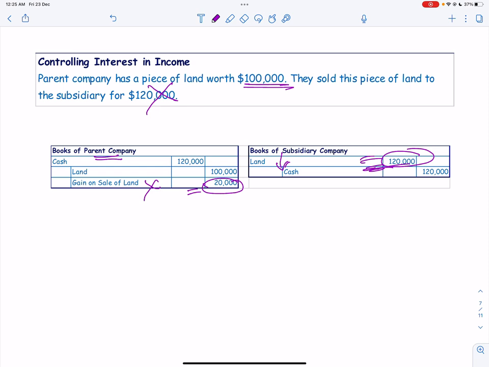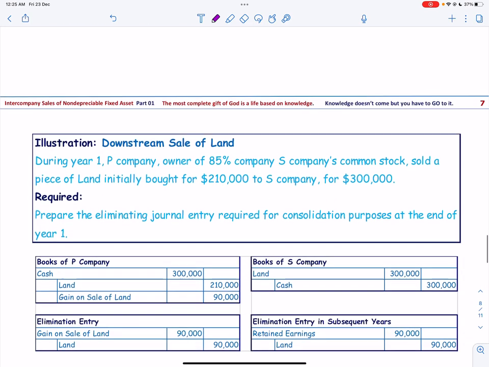The only case when the gain on sale of land, a non-depreciable asset, appears in the consolidated income statement is when the buyer of the asset is an outsider, a third party. Let us talk more about it in an illustration on the next slide.